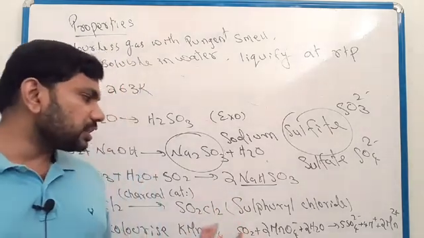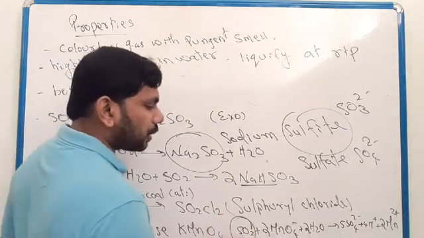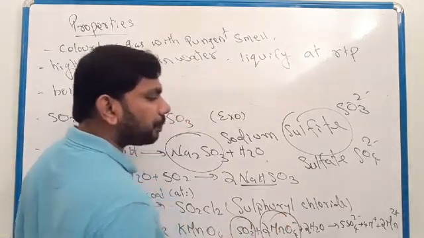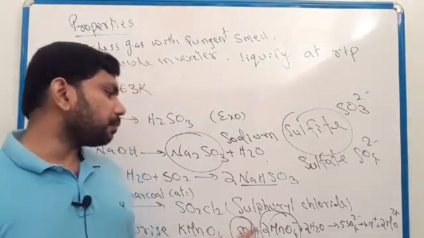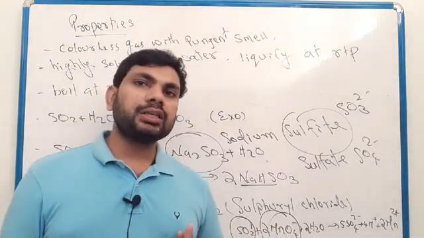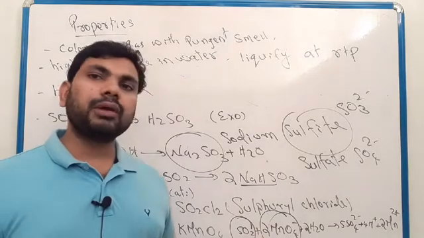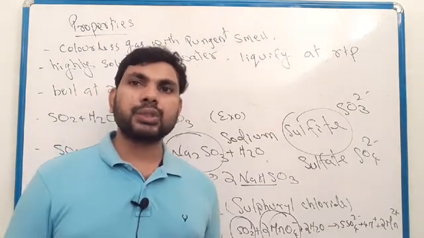Sulfur dioxide decolorizes potassium permanganate. When you pass sulfur dioxide through aqueous potassium permanganate, oxidation takes place and its purple color becomes colorless, decolorizing the potassium permanganate solution.